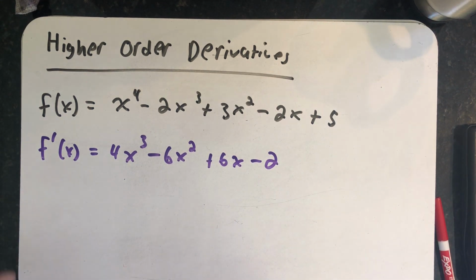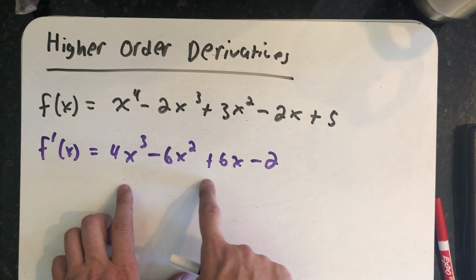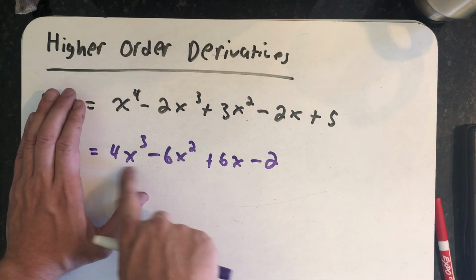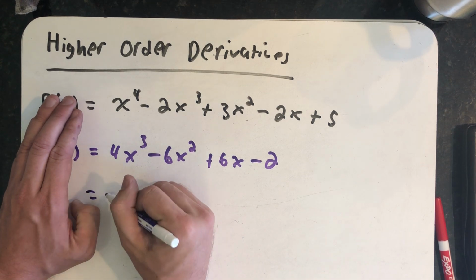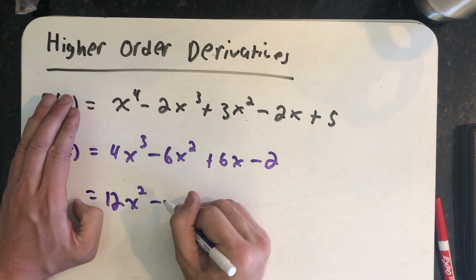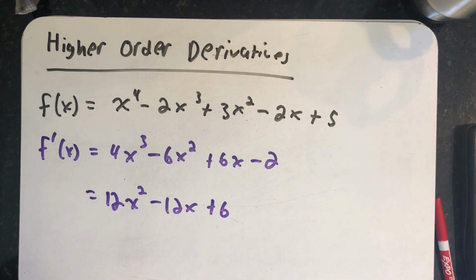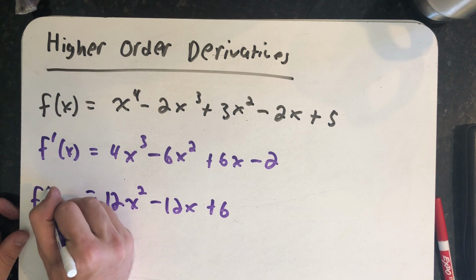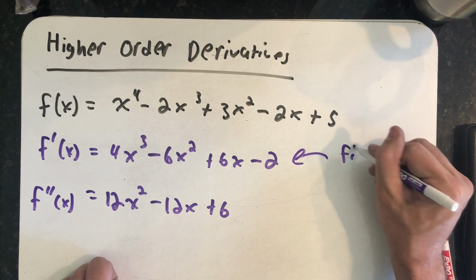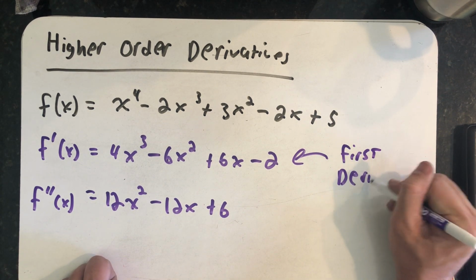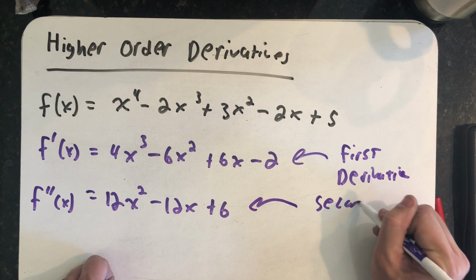But what I want you to do now is look at this. That's called f prime, but it's a function: 4x squared minus 6x squared plus 6x minus 2. And I'm just going to cover that up and say, hey, that's a function. Take its derivative. And I can. And now I just need a name for it. Well, if that's f prime, I'm going to call this f double prime. And then this gets the name first derivative. And this gets the very creative name second derivative.